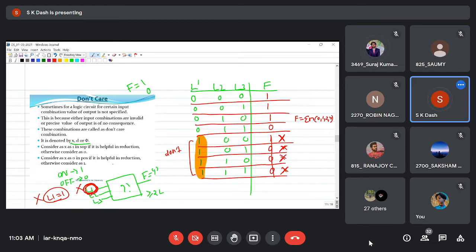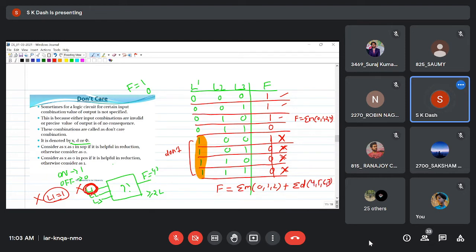Yes, sir. So how to represent this? The same function, now we can write this as summation of m, 0, 1, 2. Here we can write the don't care as a separate entity. We'll write this as plus summation of d, 4 to 7, so 4, 5, 6, 7.